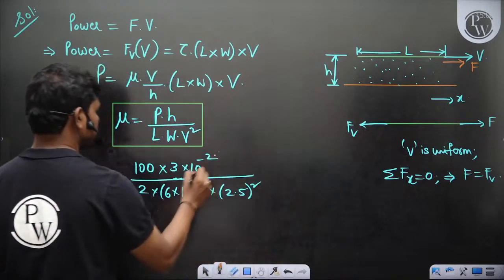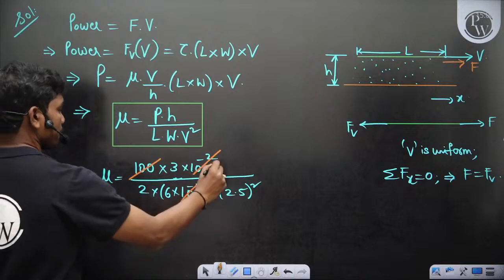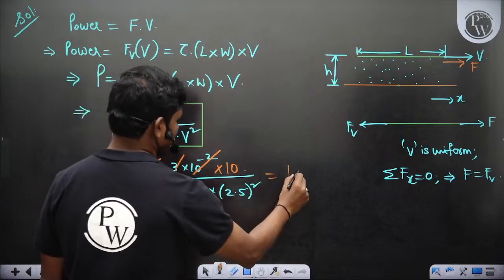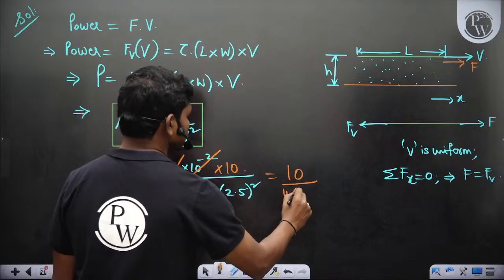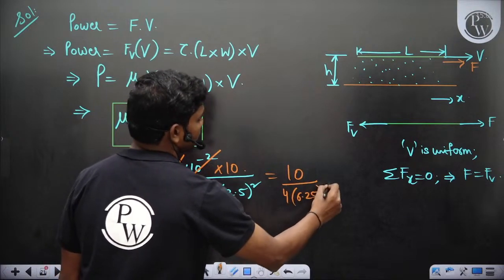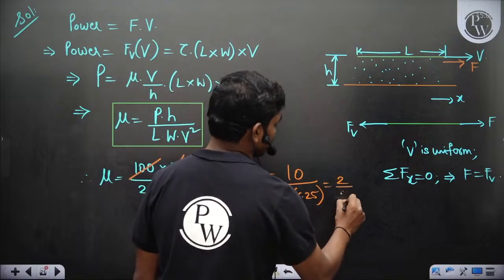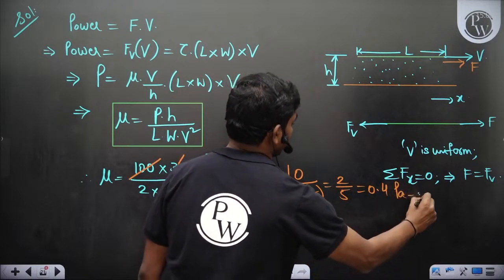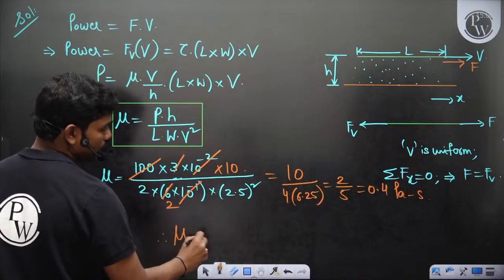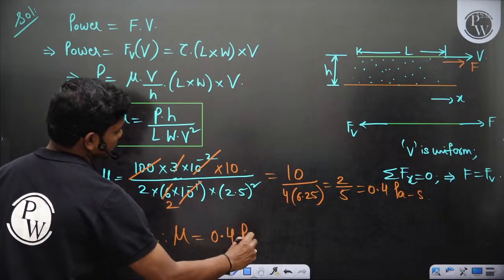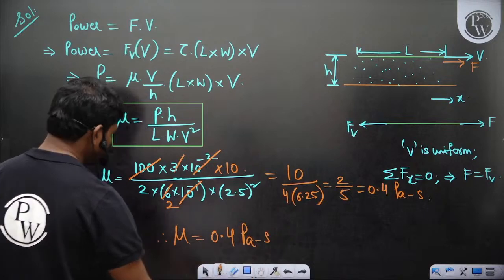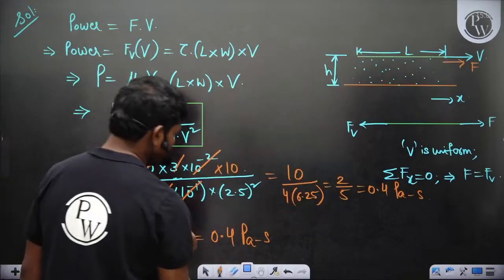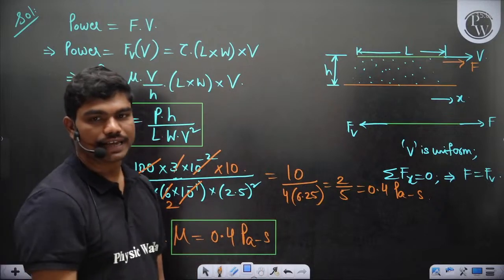So let's see. 10 by 4 into 6.25, 10 by 25, so 2 by 5, which is 0.4. Yes, 0.4 Pascal second. So the dynamic viscosity of the oil is 0.4 Pascal second. And what are the units they're asking you? In Pascal second. Okay, good. So 0.4 is the straightforward answer. No need of even a calculator to solve this.